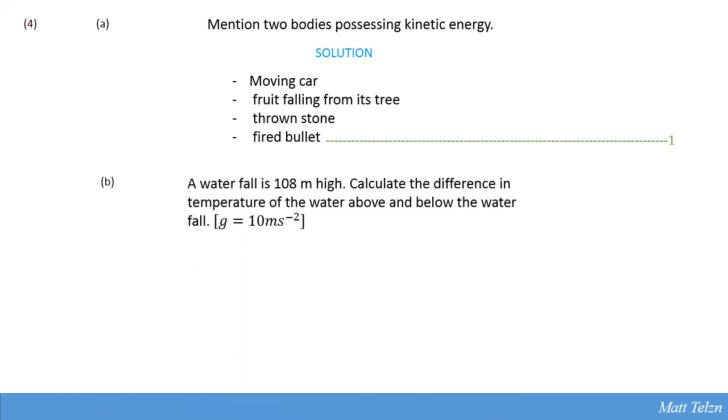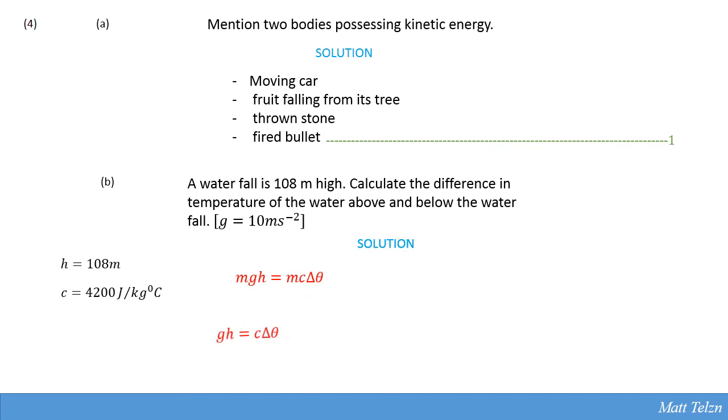Okay, the B part of it. A waterfall is 108 meters high. Calculate the difference in temperature of the water above and below the waterfall. Our g is equal to 10 meters per second squared. Okay, this is what is given there. You know where the question is coming from.